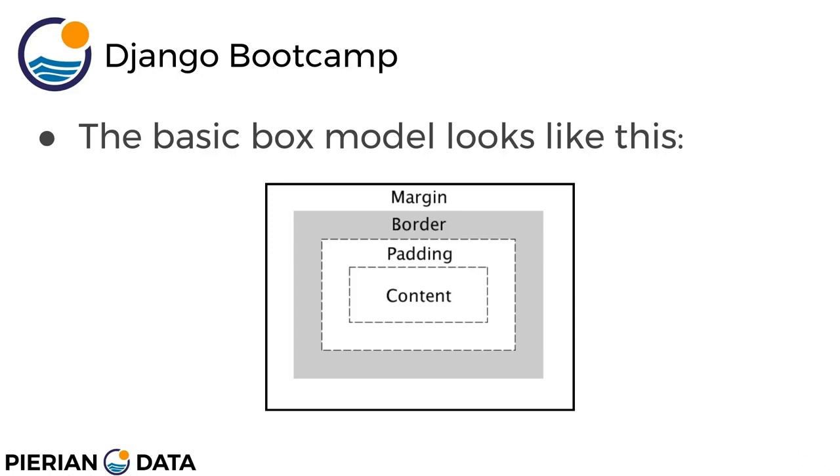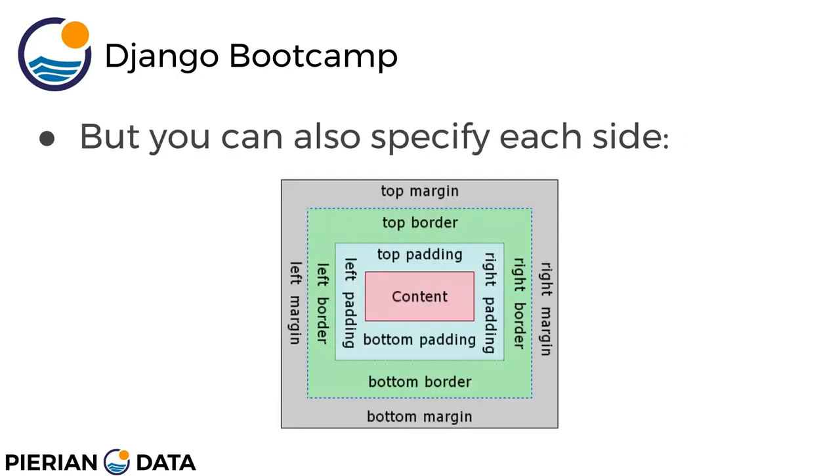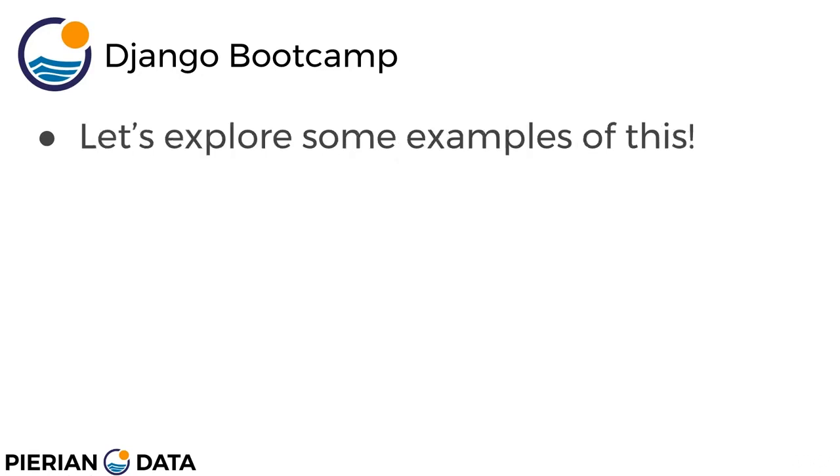So each of these padding, border, and margin elements have a space that you can define. That way, you can space out your elements exactly how you want them to look. And you can also specify each side. So just beyond padding, border, and margin, you can actually specify left, right, bottom, etc. to have even more flexibility and control over that box model and your HTML elements. Let's explore some examples of this by jumping to our editor in our browser.